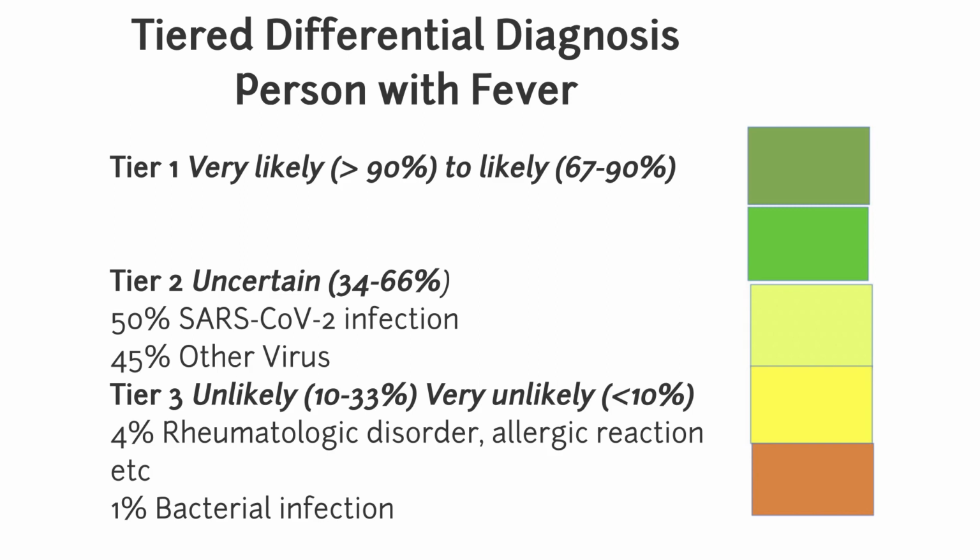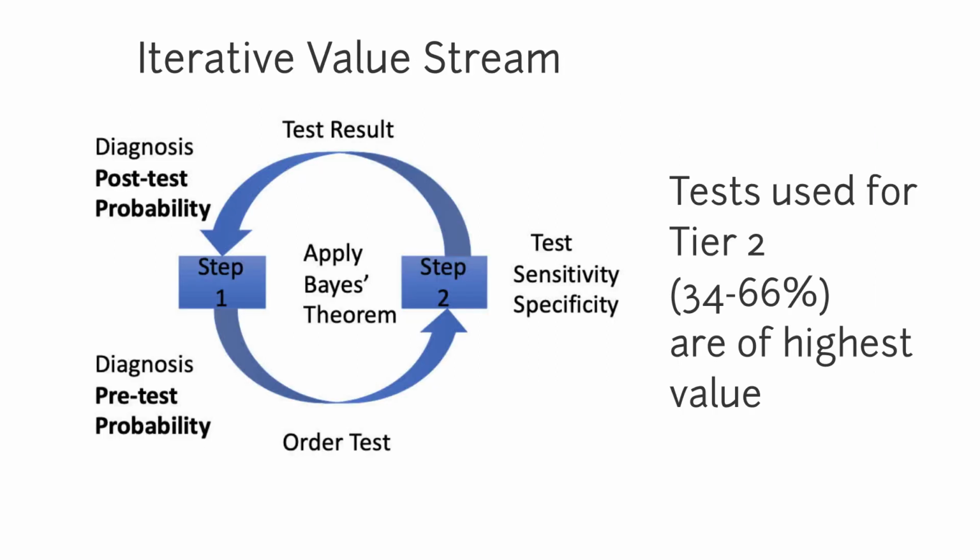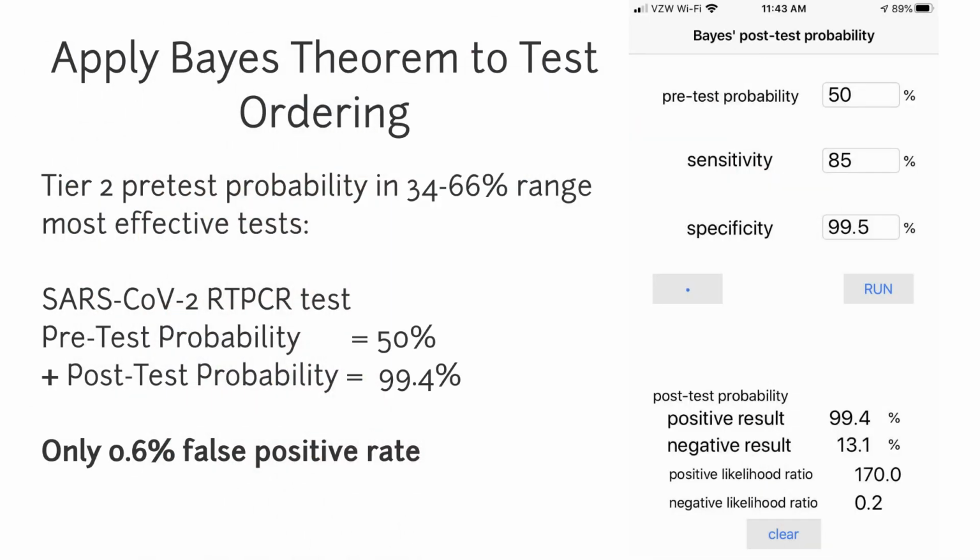This places diagnosis of SARS-CoV-2 infection in Tier 2, and Bayes' theorem dictates that tests are most valuable for diagnosis in Tier 2. As shown in this image of the smartphone calculation, when we change the pretest probability from 2 to 50%, a positive test has a 99.4% probability of being a true positive. In other words, there would only be a 0.6% false positive rate. Now the PCR test becomes very valuable for differentiating those who are infected from those who are not.